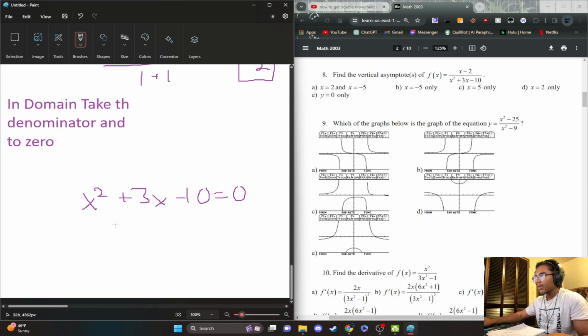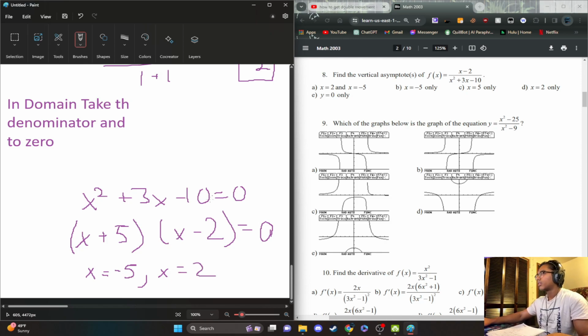So let's do the factoring. So x plus 5 and x minus 2 equals 0. And you get x equals negative 5 and x equals 2. So your answers are negative 5 and 2. Oh, negative 5 and 2. Is it 8? Number 8? No, it's not. Okay, so you find these.